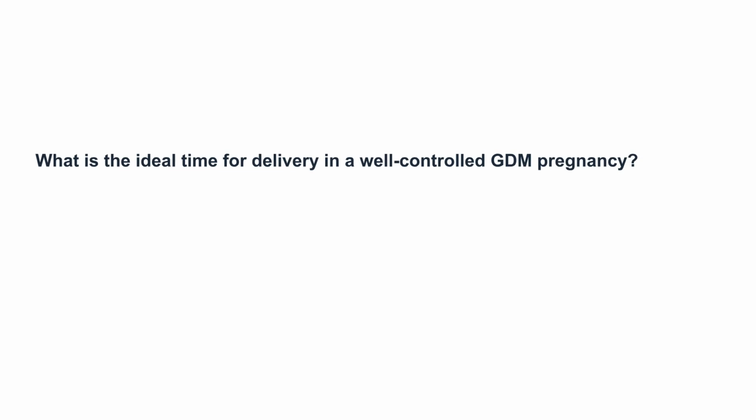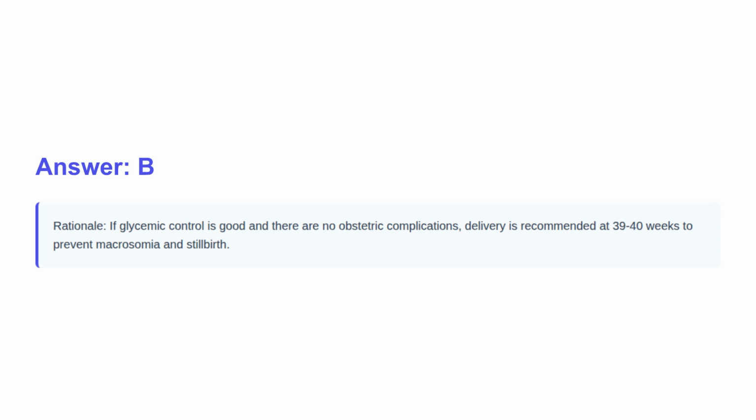What is the ideal time for delivery in a well-controlled GDM pregnancy? At 36 weeks, at 39 to 40 weeks, before 34 weeks, or induce immediately at diagnosis? Answer B is correct. For well-controlled GDM without complications, delivery is recommended at 39 to 40 weeks, which is considered full term.